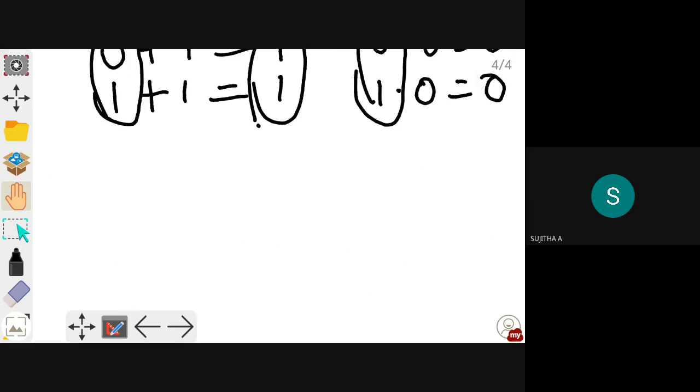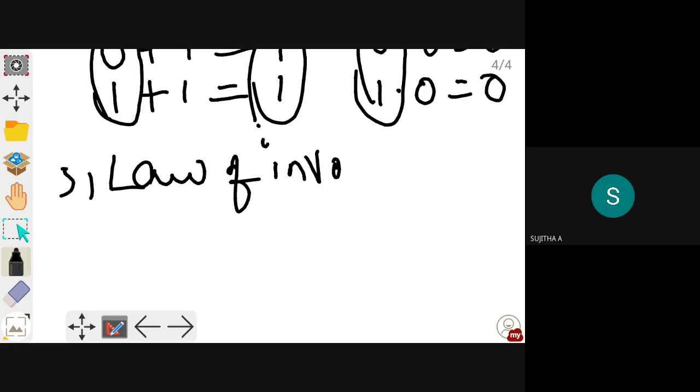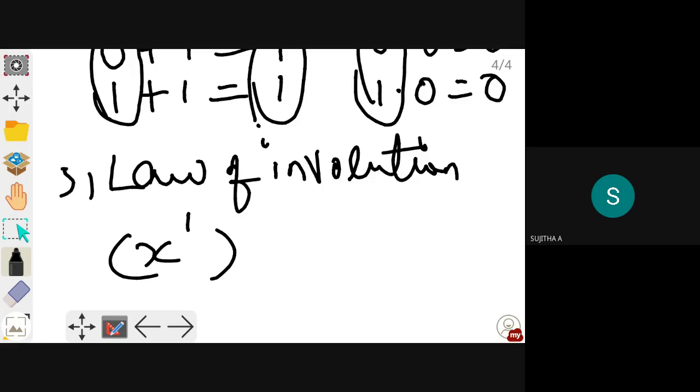And the next theorem is the law of involution. That is, x bar, the whole bar, will give you x. So that is the x complement, and if you take the complement again, it will give you the x value. So this is known as the law of involution.